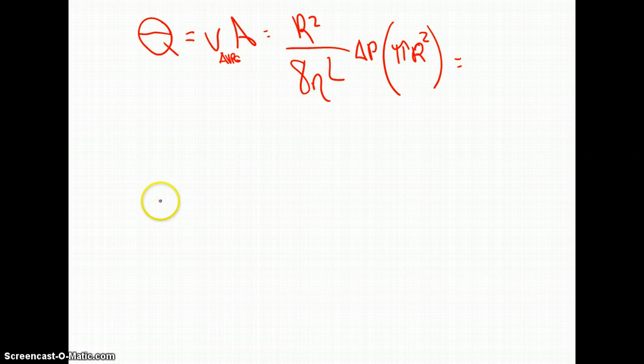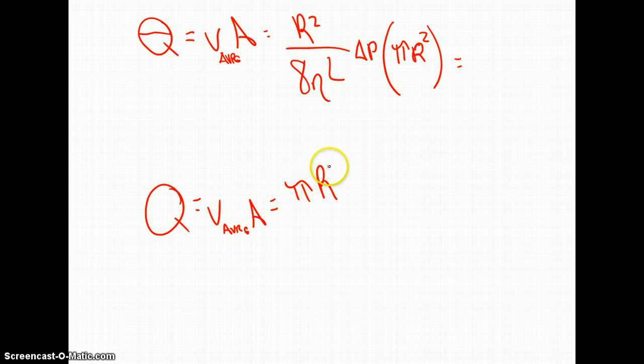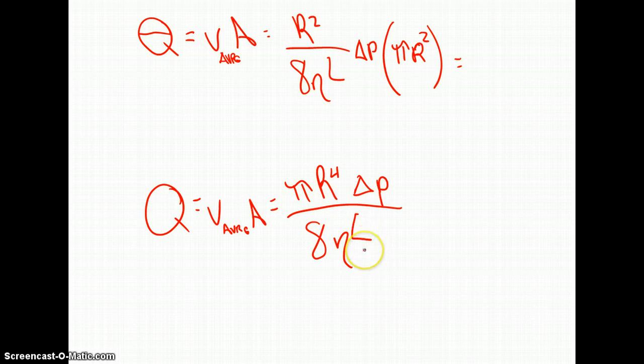And so what we see is that the flow rate, which is equal to the average velocity times the area, is equal to pi radius to the 4th power, because we've combined these two, times the change in pressure, all over 8 times the coefficient of viscosity times the length.